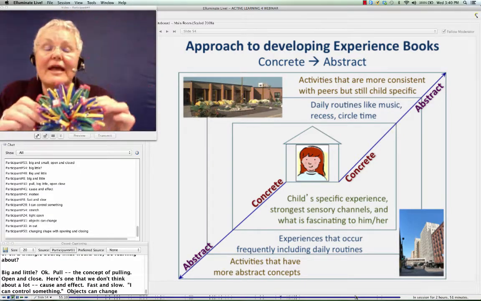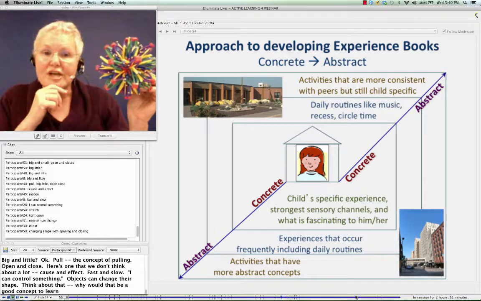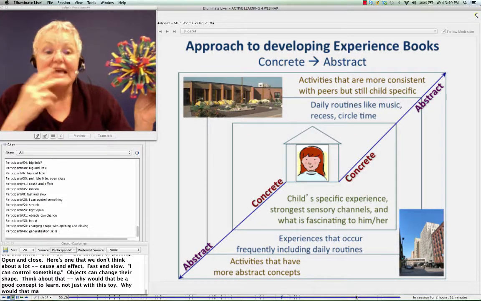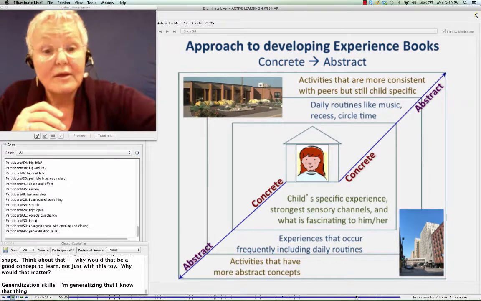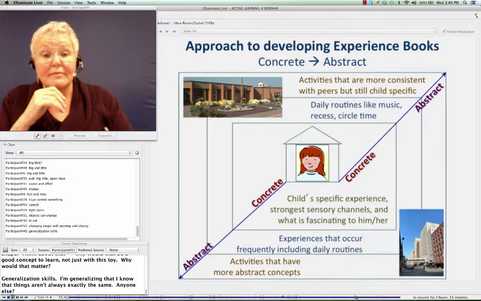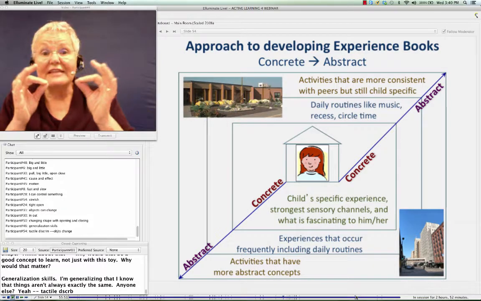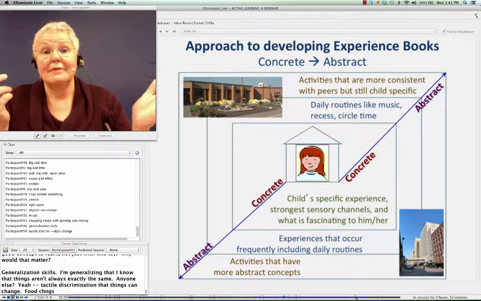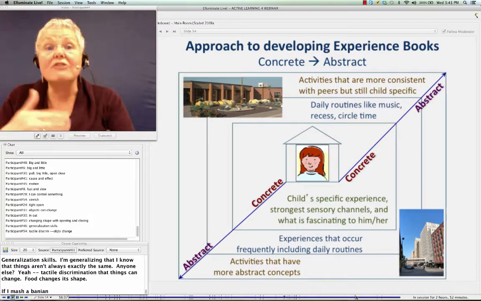Now think about that. Why would that concept be a good one for me to learn? Not just with this, but with a variety of things, that an object can change its shape. Why would that matter? Generalization skills. I'm generalizing that I now know that things aren't always exactly the same. Anybody else? Yeah, it's that tactile discrimination. It could be visual discrimination of the things that things can change. Food changes its shape. If I mash a banana versus having an actual banana to eat, they're still bananas, but they change shape. They're different from each other, but they're the same.